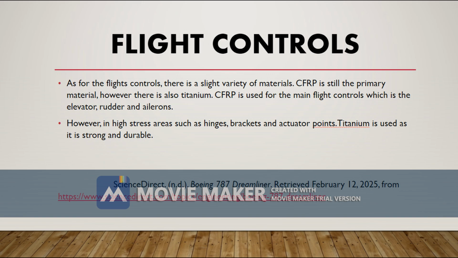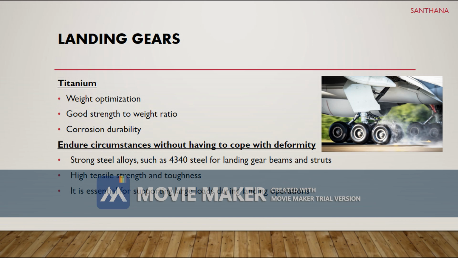Okay, so now we move on to the flight controls. This is a bit more exciting because flight controls use a mix of materials. The main one is still CFRP, but there is also titanium being used. CFRP makes up the primary flight controls such as the elevator, rudder, ailerons, slats, flaps, and also the spoilers. Titanium is used in areas which are prone to high stress, like the actuator points, brackets, and also the hinges. This is mainly because it's very strong and durable.